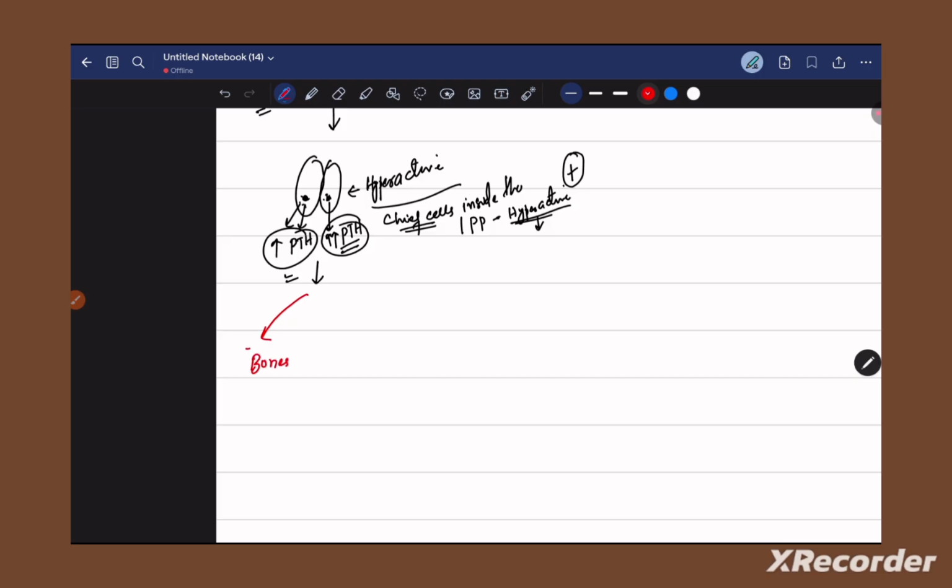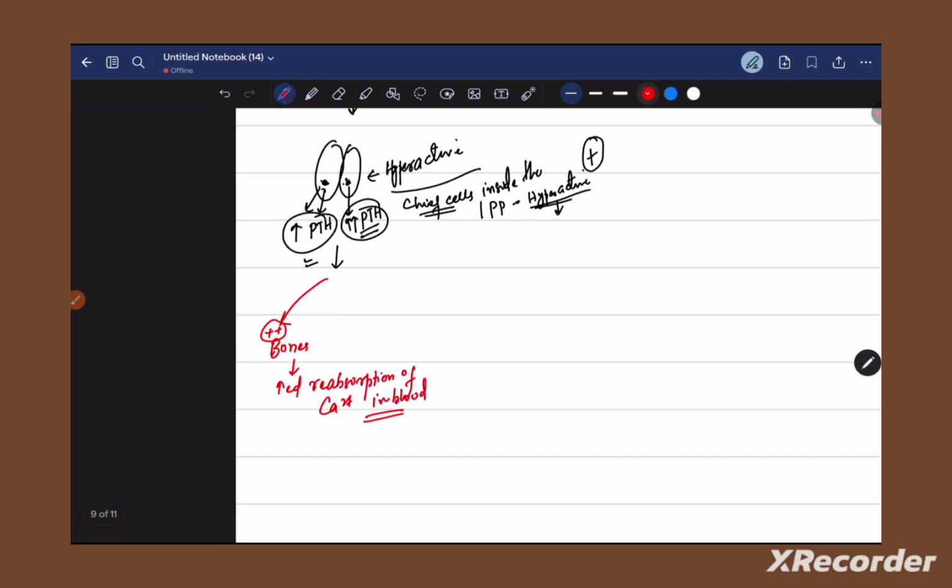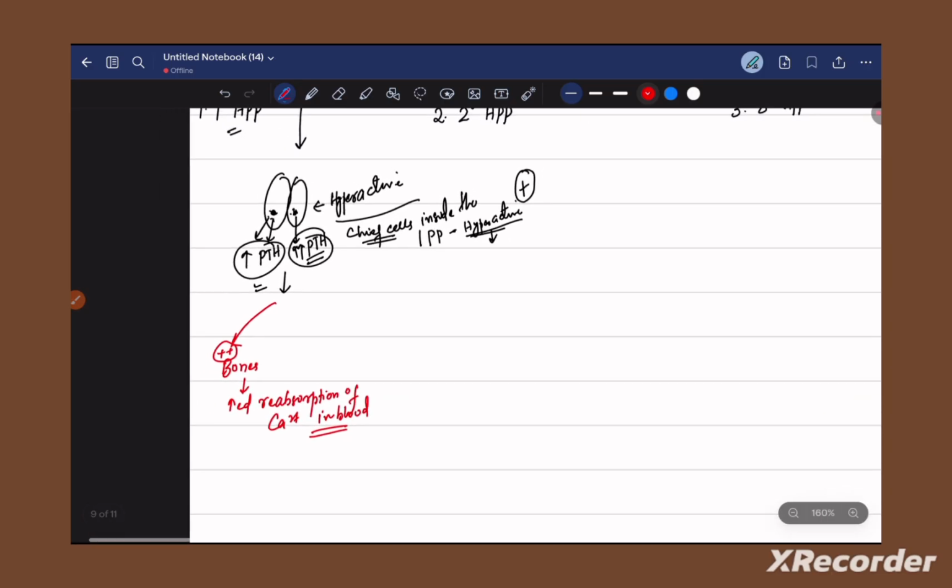In the bones it will cause increased reabsorption of calcium in blood. This is the first. This is in the pathophysiology. We will discuss it a bit so that you recall the things. You will compare it with hypoparathyroidism.